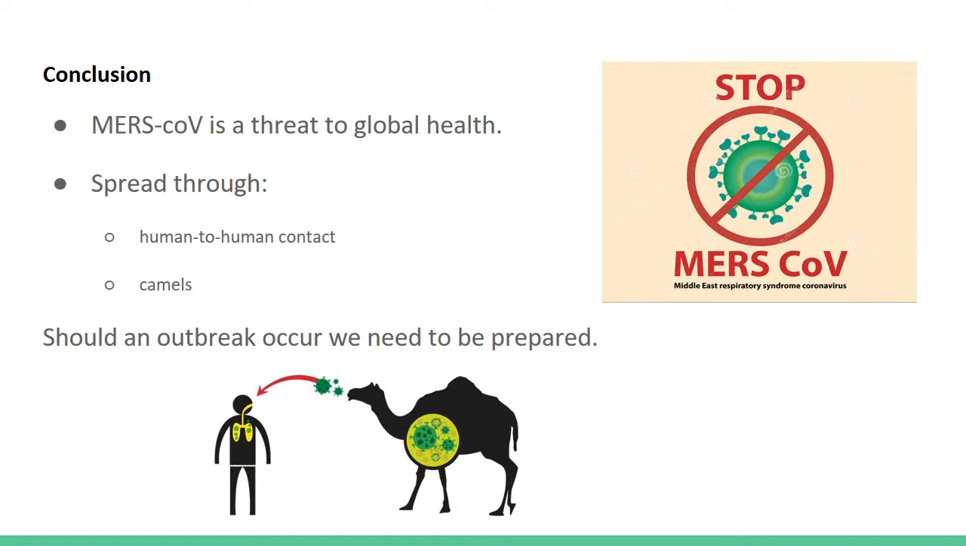So in conclusion, MERS-CoV is a threat to global health. Epidemiologists have found its origin in Saudi Arabia, and since many travelers are going in and out of the country, this increases the risk of contracting MERS-CoV. Like we said before, it is spread through human-to-human contact and camels.